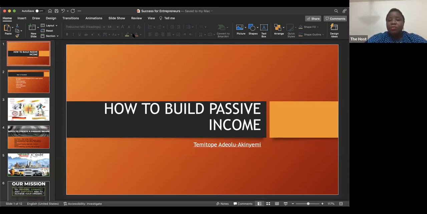And what is active income? A typical example of active income, I'm going to share with you very briefly, shortly in my next one or two slides.